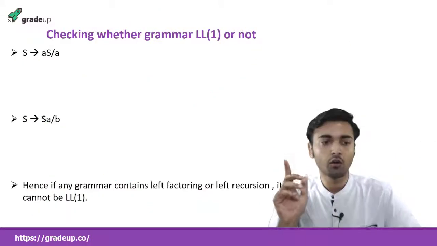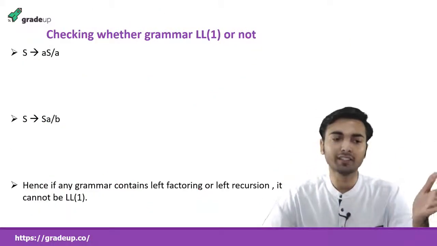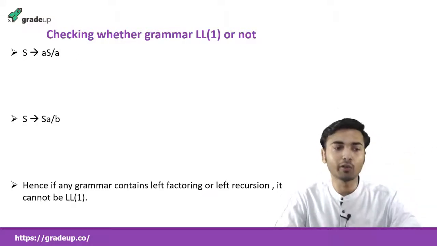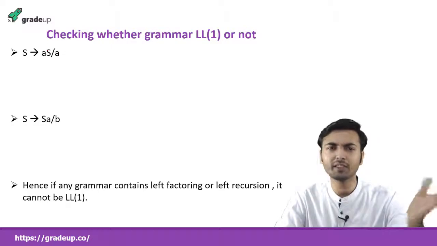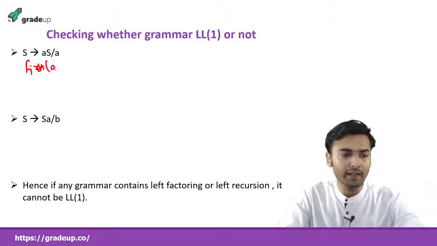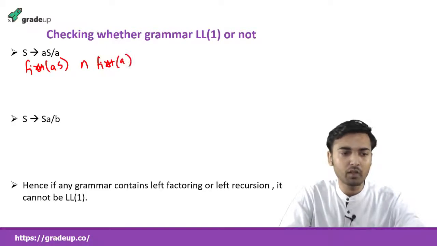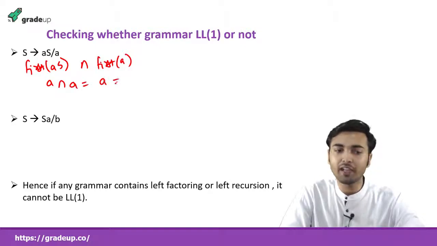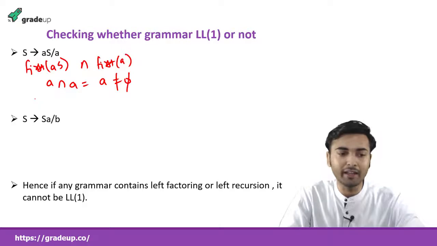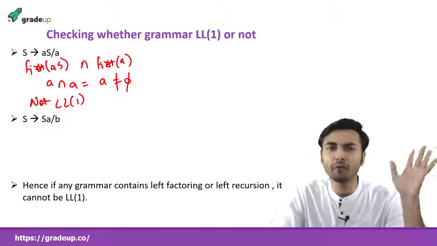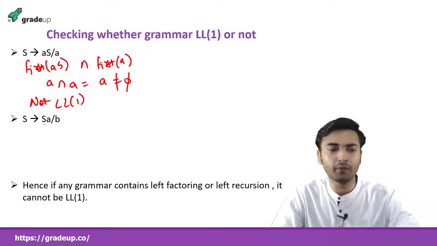Good. Now, do the same for these. Two more examples now. Please try it yourself. See, S goes to AS and A. Only one production is there. Okay. No null. So, first of AS intersection first of A. What is the first of AS? A. Intersection A. A intersection A is A, which is not phi. Hence, it is not LL1. Very fast. You have to do it very fast now. Please do it for this now.